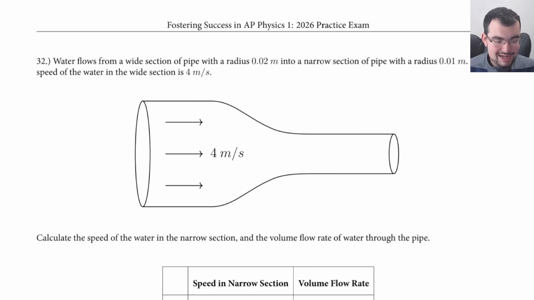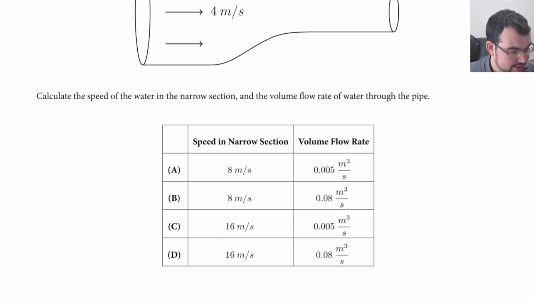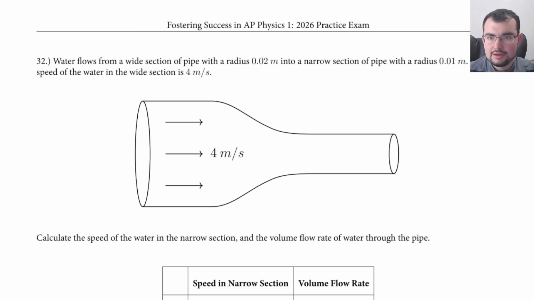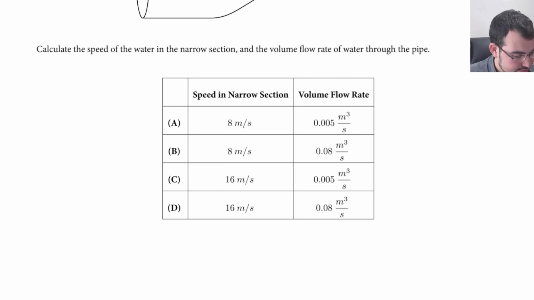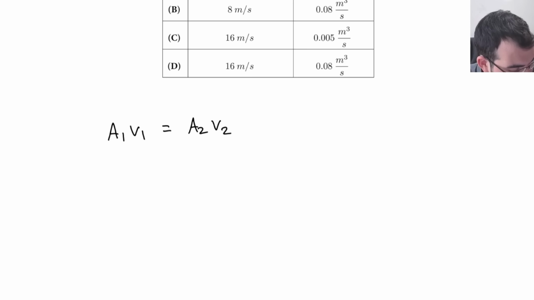Water flows from a wide section of pipe with radius 0.2 meters into a narrow section with radius 0.1 meters. The speed of the water in the wide section is 4 meters per second. Calculate the speed in the narrow section and find the volume flow rate. So this is just continuity, kind of like that first problem we did, where we know that A1 V1 equals A2 V2.